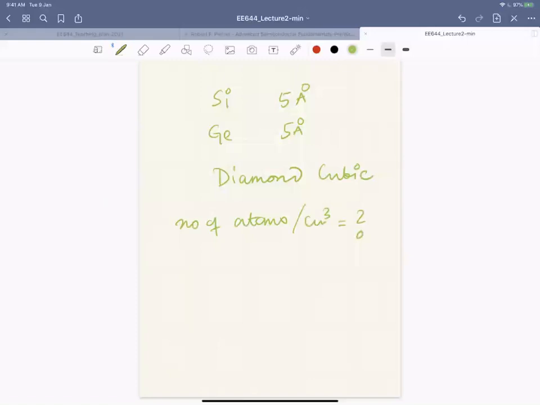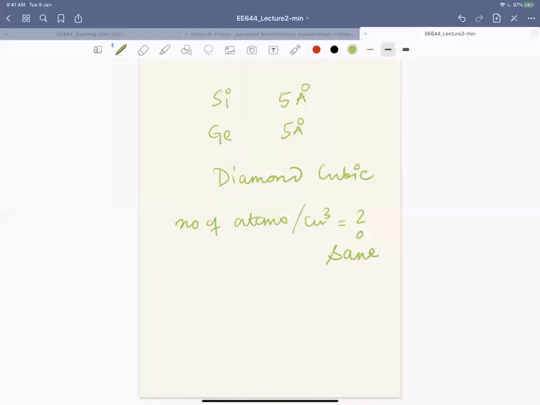Om, what is your answer? Sir, so they should be same. Why they will be same? Sir, because the volume of the unit cell would be same as the lattice constant is same. Okay. So because the lattice constant is same, they will be same, right? So the number of atoms per centimeter cube will be same.